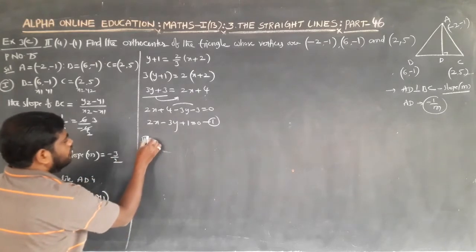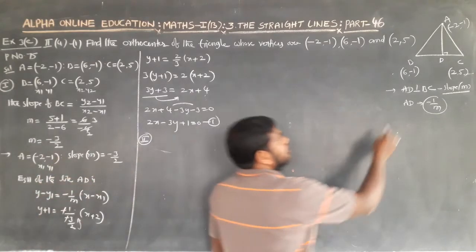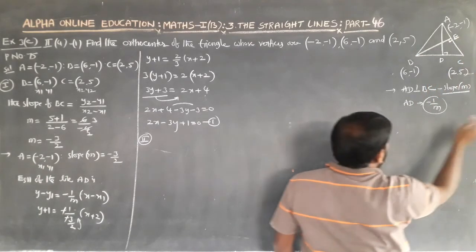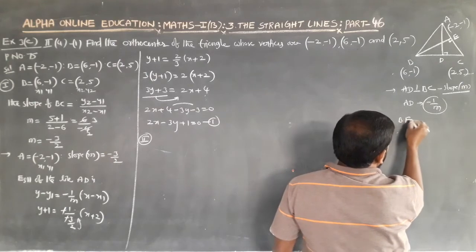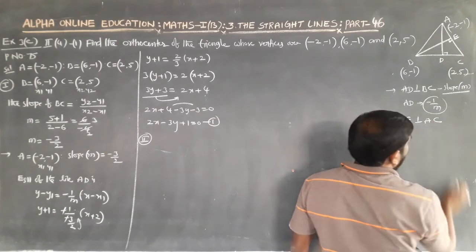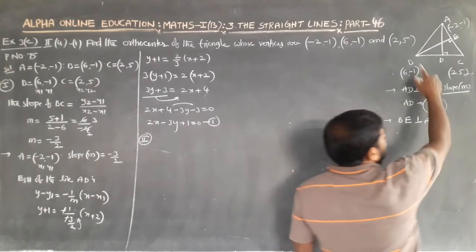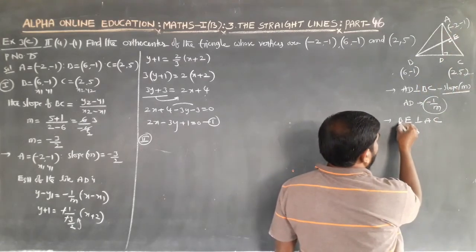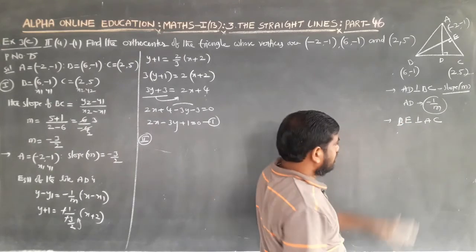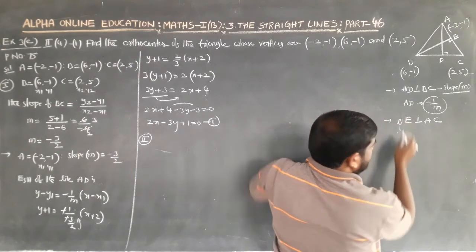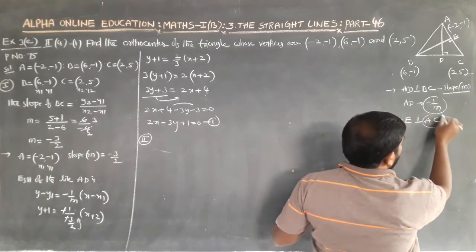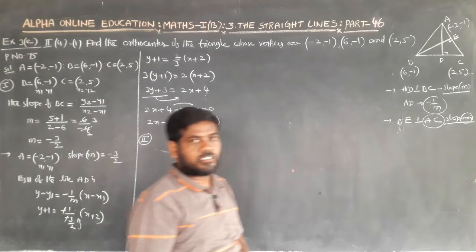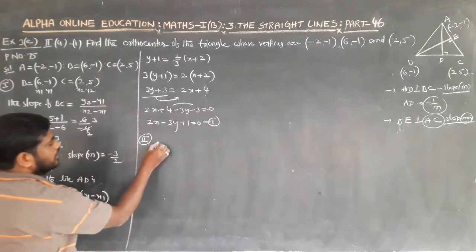Next one, find the second altitude. This is the second altitude BE. Observe here, BE is perpendicular to AC. So find the equation of BE. First of all, find the slope of the line AC.